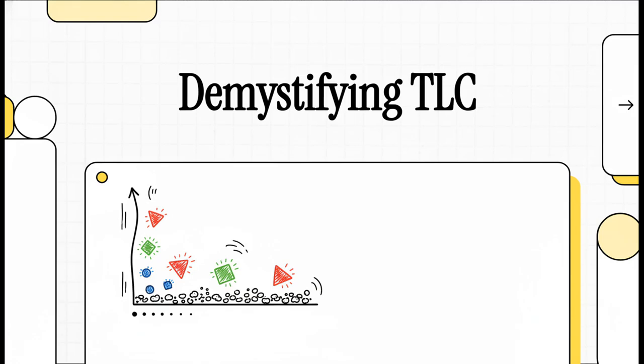Welcome to This Explainer. If you've ever spent any time in a chemistry lab, you probably know thin-layer chromatography, or TLC, as that incredibly common, seemingly simple technique used to separate components in a mixture. But today, we're going to look way beyond the surface. We are diving into the deceptively complex, microscopic chaos happening at the molecular level.